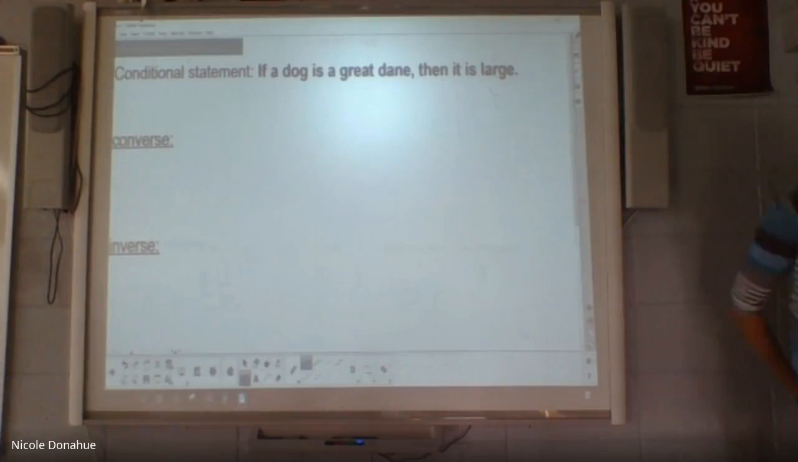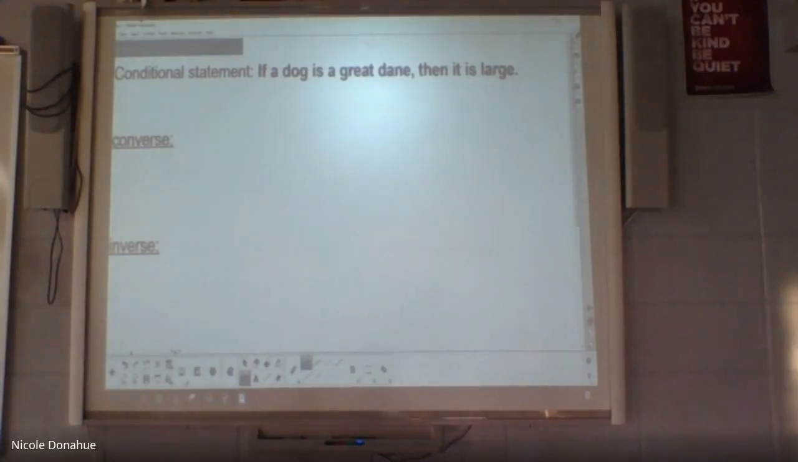Our conditional statement here is: if a dog is a Great Dane, then it is large. Does everyone know what a Great Dane is? It's a really giant dog. We could even use the monkey statement here if you'd prefer. Should we go with monkeys or Great Danes? What should we talk about? Do you have a preference?